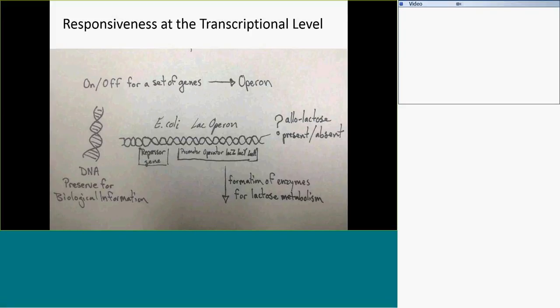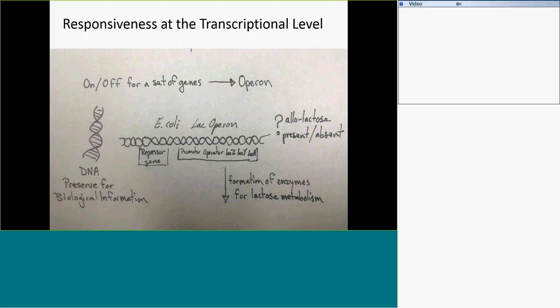Lactose, as the name implies, that -ose at the end tells us that's a type of carbohydrate. And there's what we call a repressor gene that represses, that holds back what is being produced. So a repressor gene in the DNA strand is being produced so that it is ready when lactose is present. So in the presence of lactose, we want to form enzymes that can metabolize lactose.